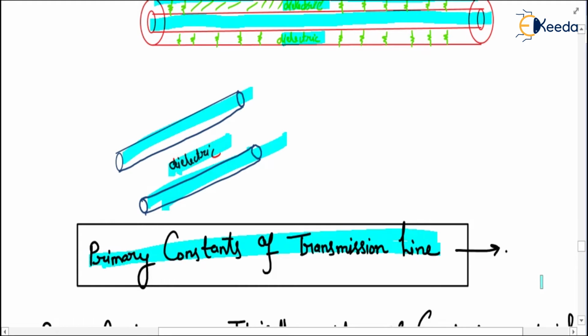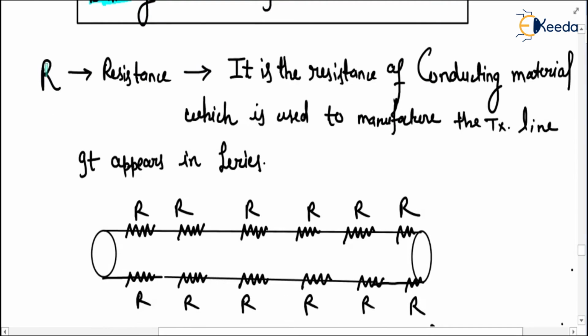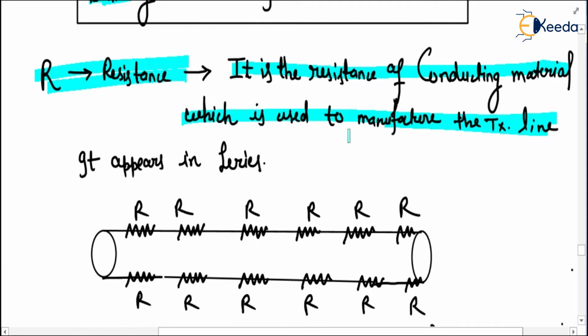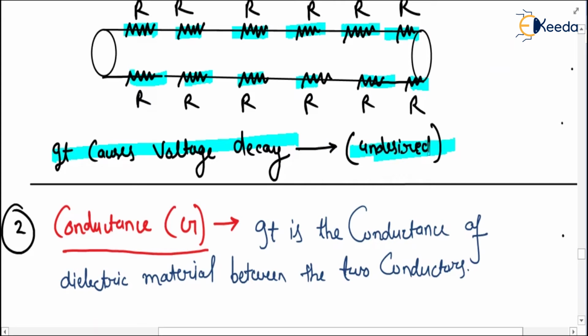Now, primary constants of transmission lines. There are four primary constants in the transmission line, and first is resistance. It is the resistance of the conducting material which is used to manufacture the transmission line. It appears in series and it creates voltage decay, right? So it causes voltage decay, which is undesired.